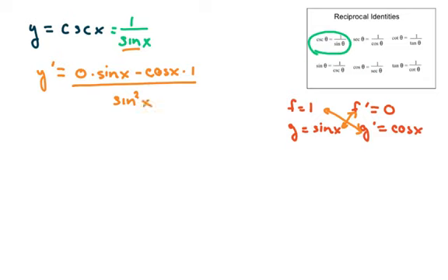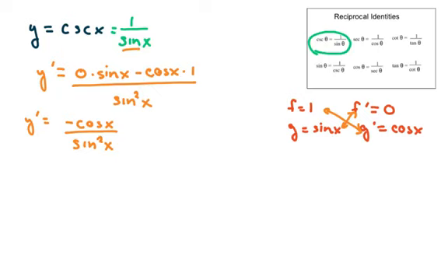And then again, there's a decent amount of simplifying that I can do. I know that 0 times sine is going to be 0. And then I have negative cosine times 1, which is this negative cosine, all over sine squared x. All right. So what can I do with this?